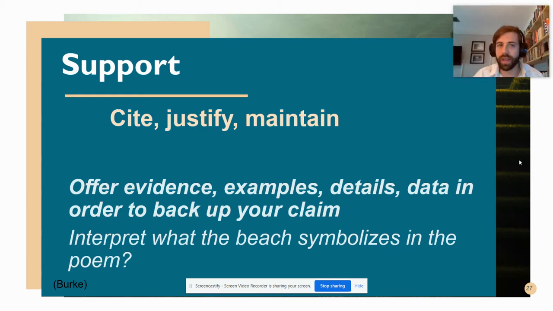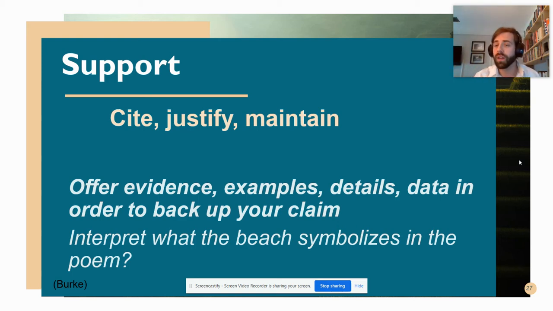Support, getting close to our last couple of verbs here. I think one more after this. Support means to cite, basically justify your ideas. It means that you have to offer up evidence. So maybe you interpret what something means, but you have to support that, support being the verb, with examples from the real world or from the story, or add details or add data in order to back up what you think.